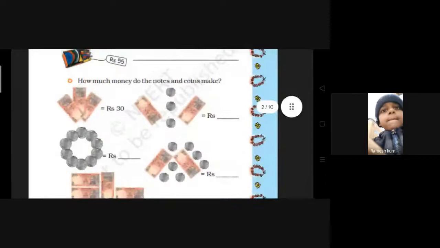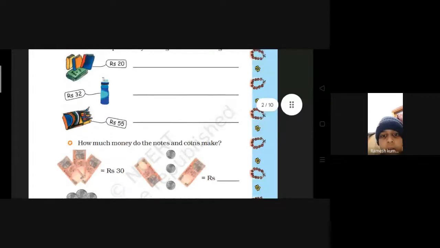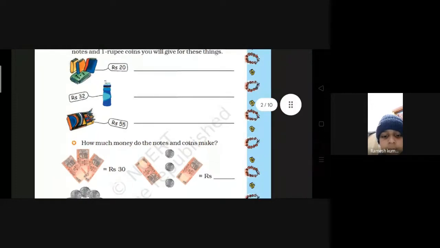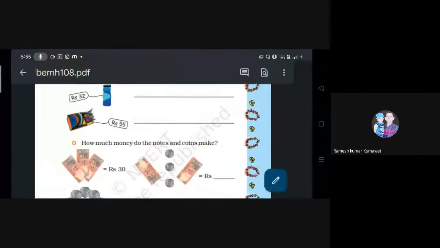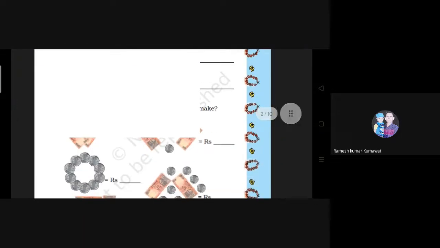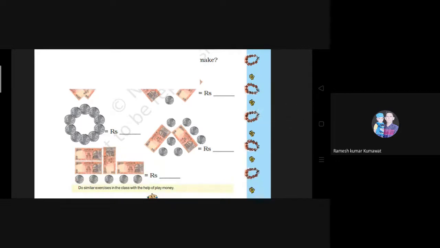Okay, Krish, tell me orally, 3 notes of 10 is making rupees 30. Now, 2 notes of 10 and 3 coins are making how many rupees? Yes. Krish? Yes, ma'am. Tell me what you wrote as the answer. 3 notes of 10 and 2 notes of 10, 10 rupee and 3 one-rupee coins.